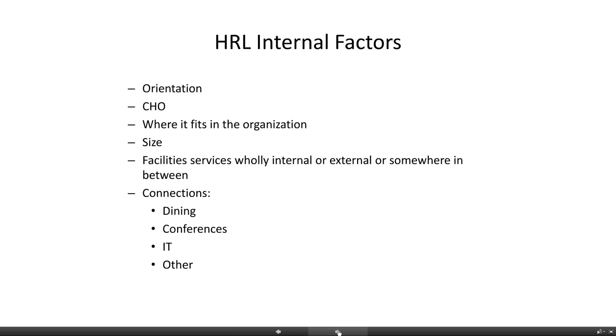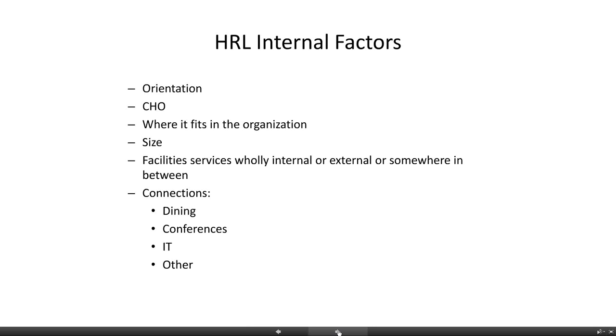Internal factors include the orientation of the institution and even the department, usually brought forth in their mission statement or their value statement. The Chief Housing Officer: it largely depends on the priorities of this person to set the direction of the HRL organization, where it fits in the organization, which I mentioned briefly before, in terms of the division or area it reports to.